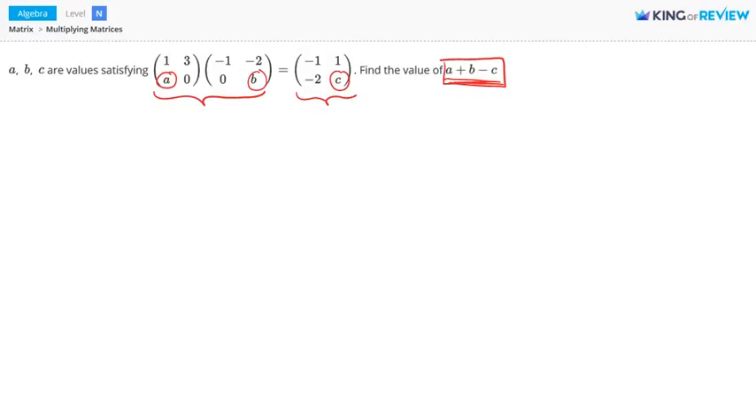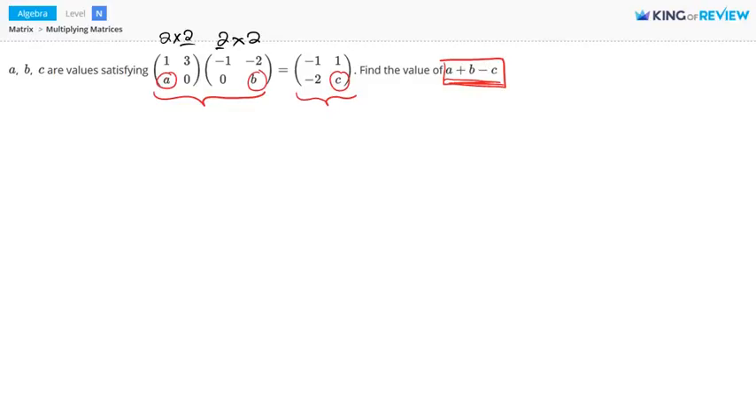So let's start by multiplying the first two matrices together. You need to remember that the product of two matrices is defined as long as the number of columns in the first matrix is equal to the number of rows in the second matrix. So let's look at this first matrix here. This matrix is a 2 by 2, and the second one is also a 2 by 2. So because these two numbers here are equal, we can go ahead and multiply these matrices together.